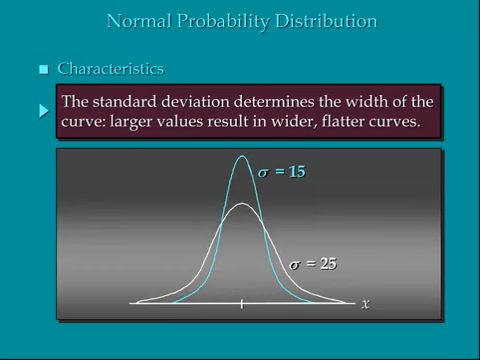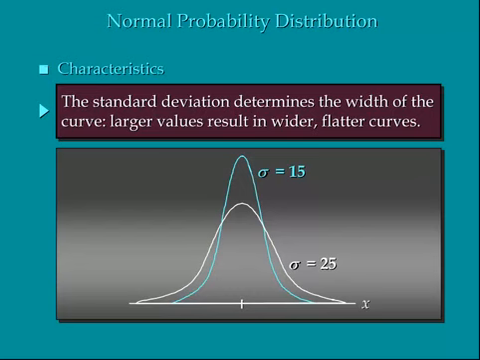Smaller values of the standard deviation return the opposite: very narrow but very high curves. So we have it there. Sigma equals 15 in blue, and in white we have sigma equals 25.